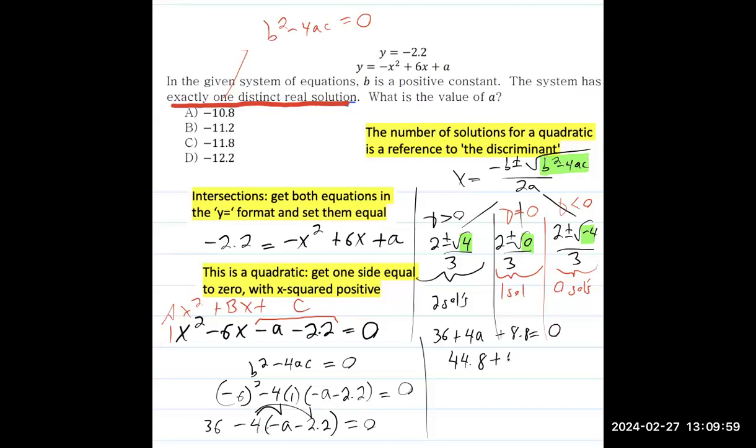Combine the 36 and the 8.8, and we'll get 44.8 plus 4a equals 0. Take away 44.8 from both sides. 4a is negative 44.8, and divide by 4, and a is negative 11.2, which is answer choice B for this question.